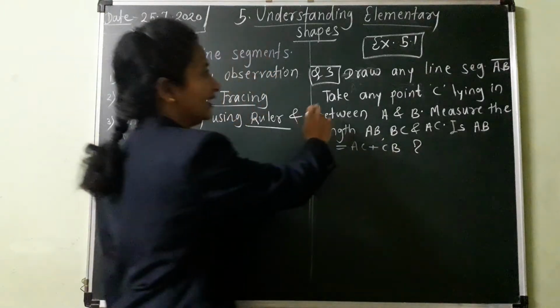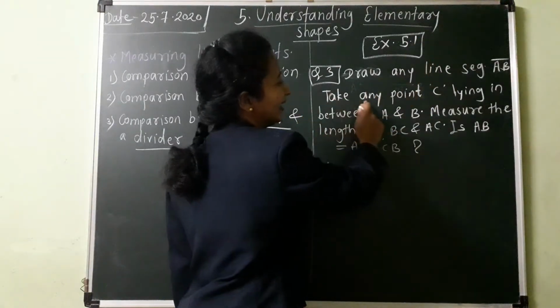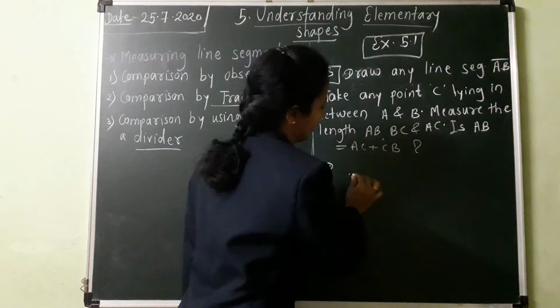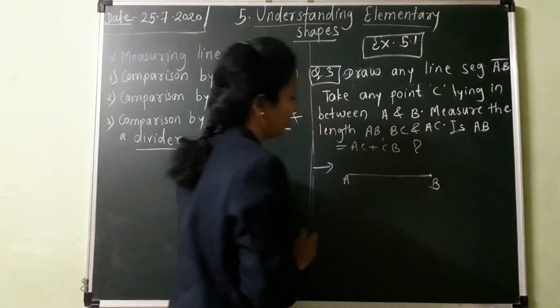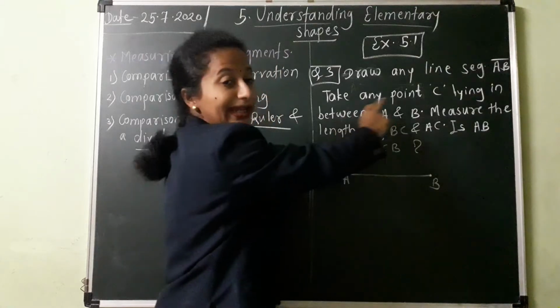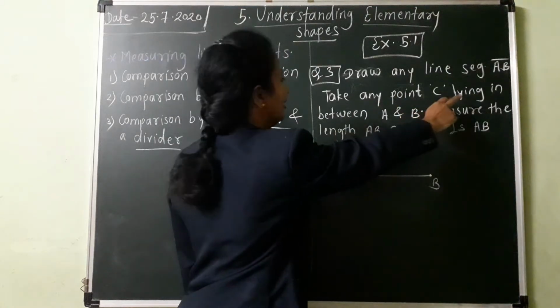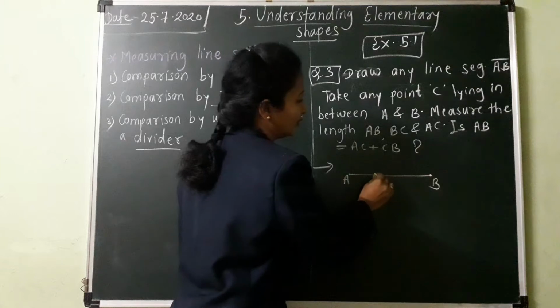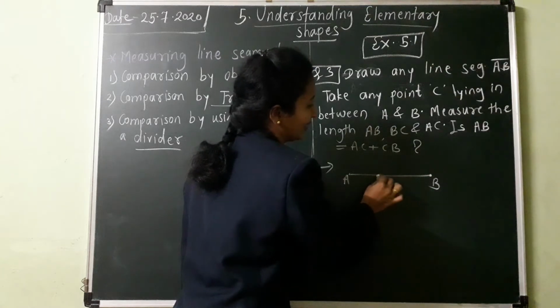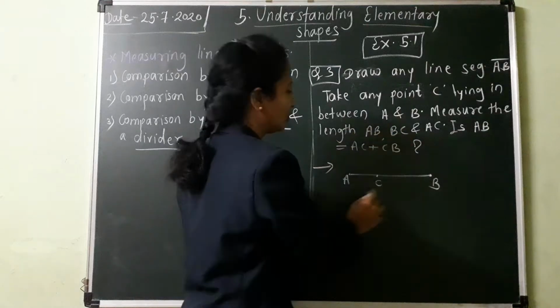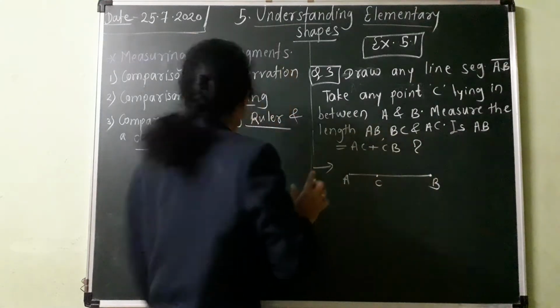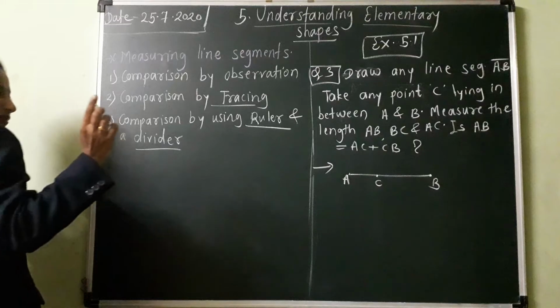Now see question number 3. Draw any line segment AB. Here I have drawn the line segment AB, A and this one B. Take any point C on the line in between A and B. Here I have taken point C on the line segment AB. Measure the length of AB. We have to measure the length of the full segment AB.